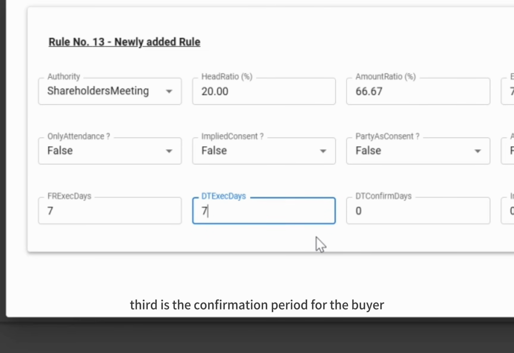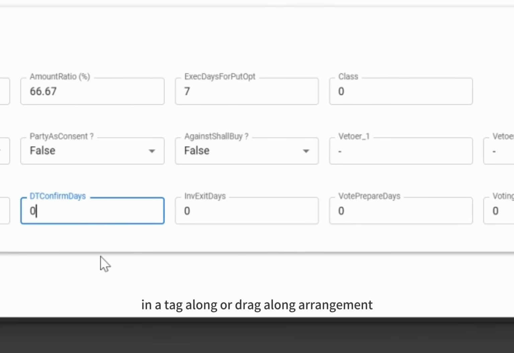Third is the confirmation period for the buyer in a tag-along or drag-along arrangement. This is the period during which the buyer, as the counterparty to the transaction, must state their position. The buyer can agree by saying, I am willing to buy more shares, or they can disagree by saying, I no longer wish to proceed with this transaction, or simply not respond, in which case the transaction will not move forward. For example, we could enter 8 days.